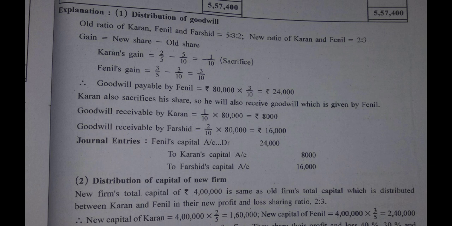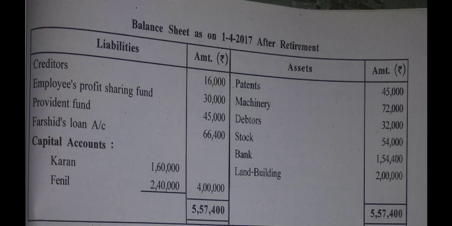And Farshid is the retiring partner. Obviously, Farshid is again going to receive the amount of goodwill from Fenil, because Fenil is the gaining partner. And how much is he going to receive? As per his share. That's simple. 80,000 into 2 by 10, which is 16,000.